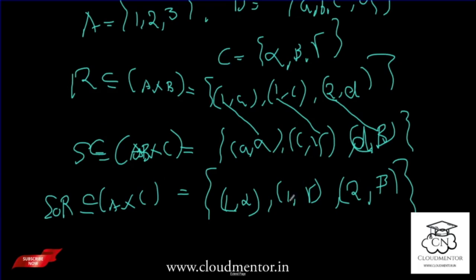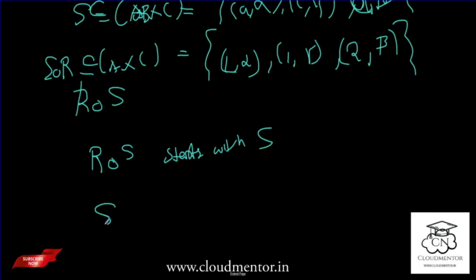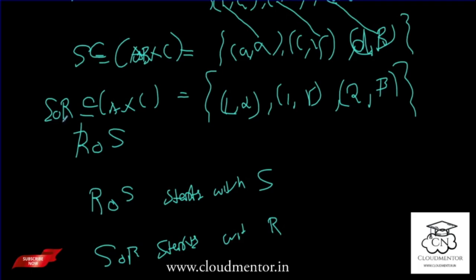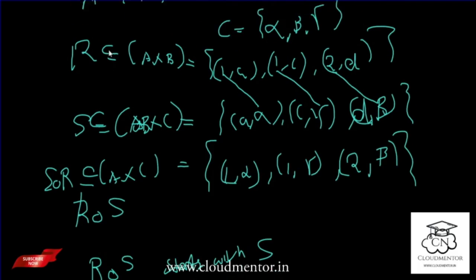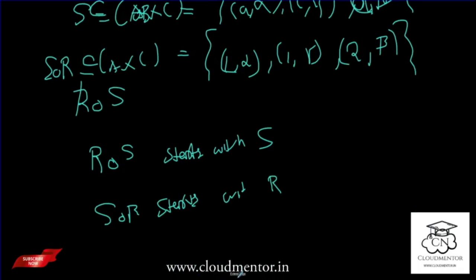So that's it. One should be careful in computing the relations R∘S and S∘R. S∘R starts with the relation R, and R∘S starts with S. Here we are finding S∘R, so we started with R. So that's it. Don't make mistakes like that.